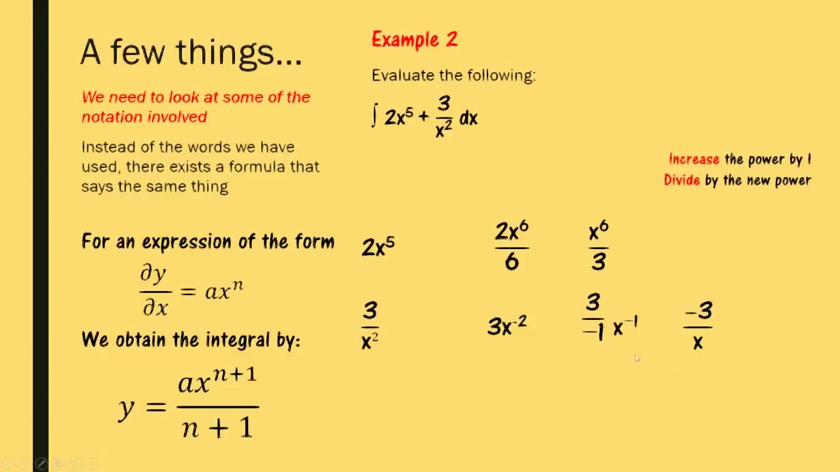Although in many cases, the answer will be acceptable still left in indice form, with just tidying up the 3 divided by minus 1 to give us minus 3. So minus 3x to minus 1 would also probably be acceptable for many answers. So our answer is all that put together. So x to the 6 over 3, minus 3 over x, not forgetting your plus c.